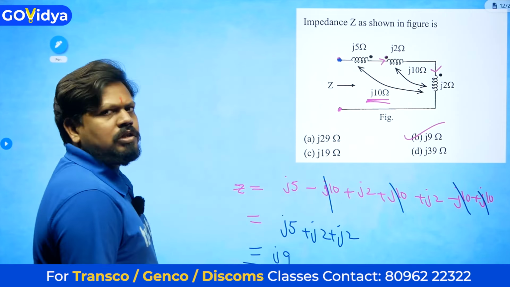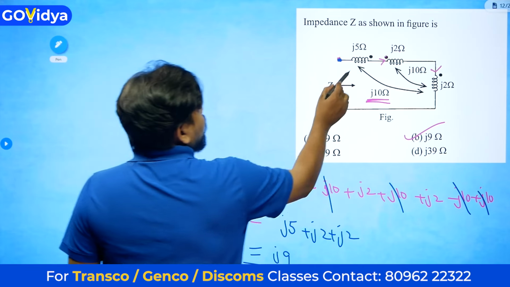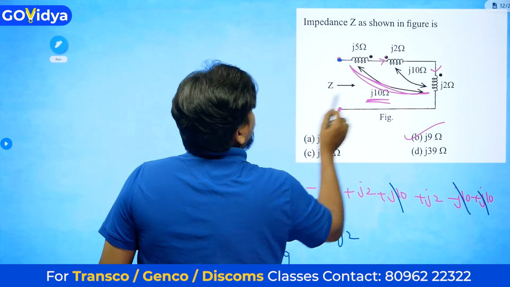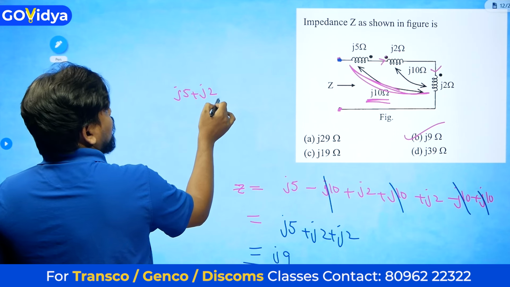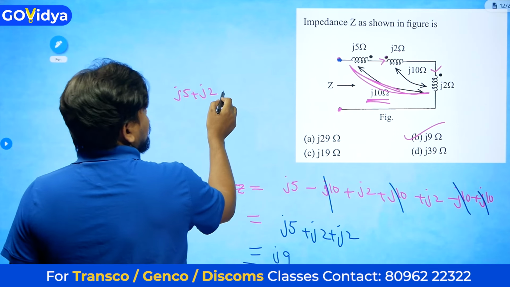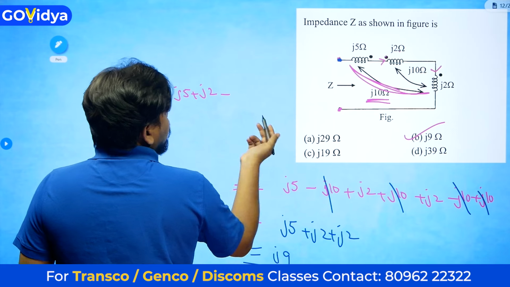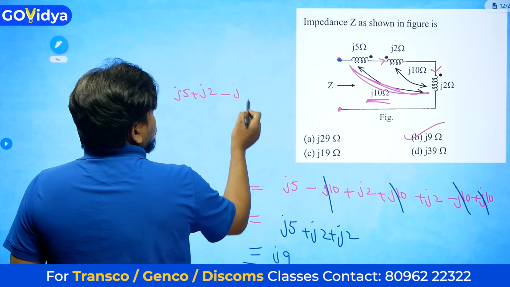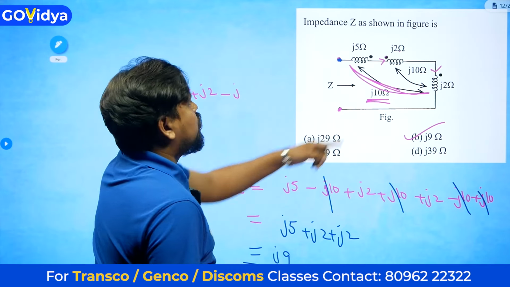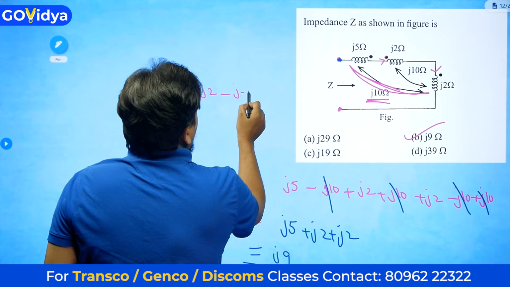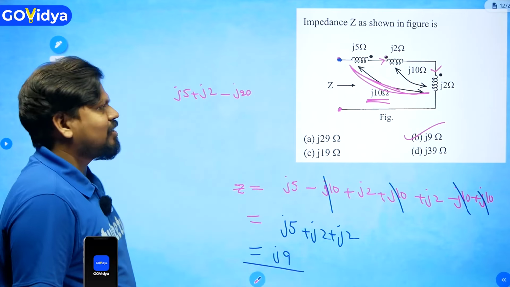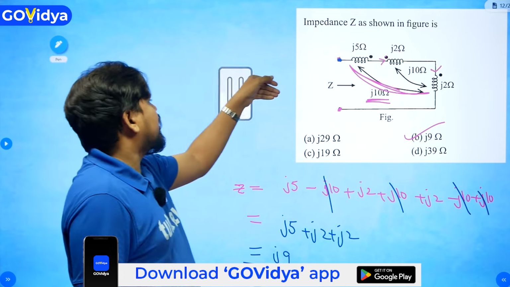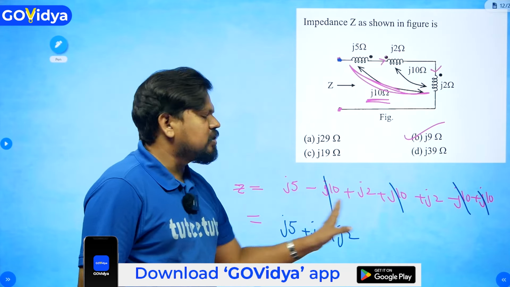Series formula also we can do. What is it? Between these two, it can be written as J5 plus J2. It is opposing, right? So minus J2 times of 10, like that we can write. But no need of all this. Whenever like this they have given, follow this method.